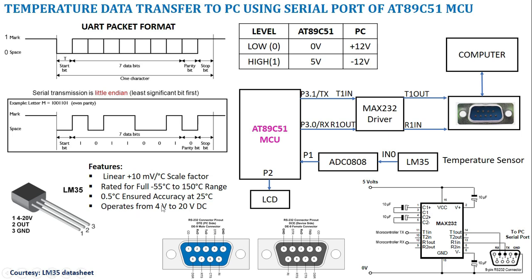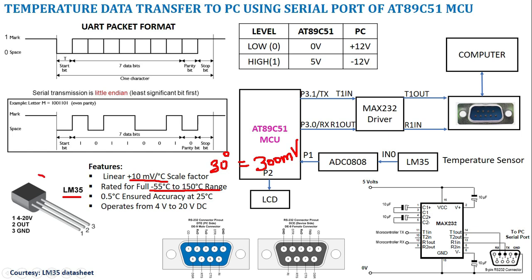We are going to make use of the LM35 temperature sensor, which can measure a temperature range from minus 55 degrees centigrade to 150 degrees centigrade. It has an accuracy of about 0.5 degree, and for every 1 degree variation it produces 10 millivolt as an output. For example, if the room temperature is 30 degrees, the sensor will produce an output of 300 millivolt.